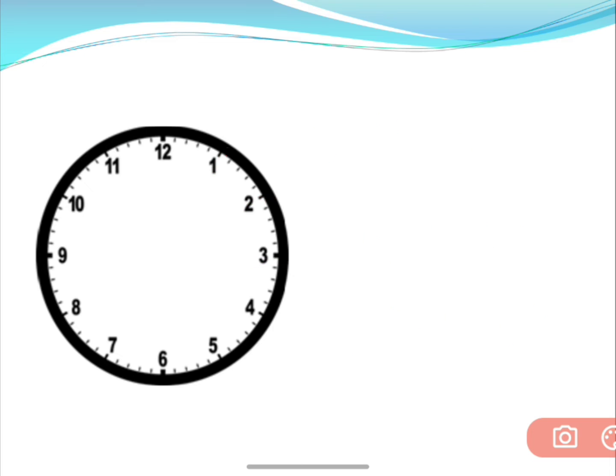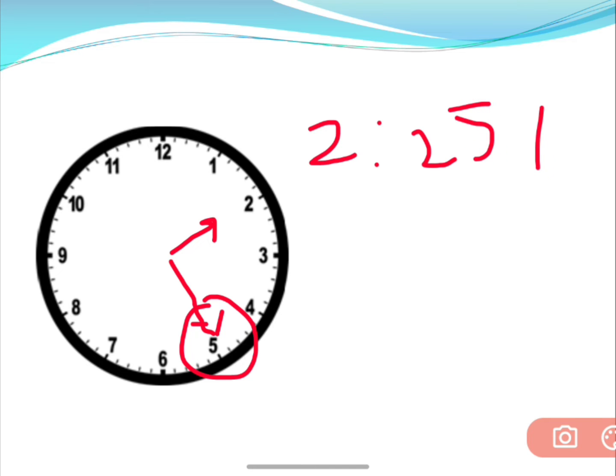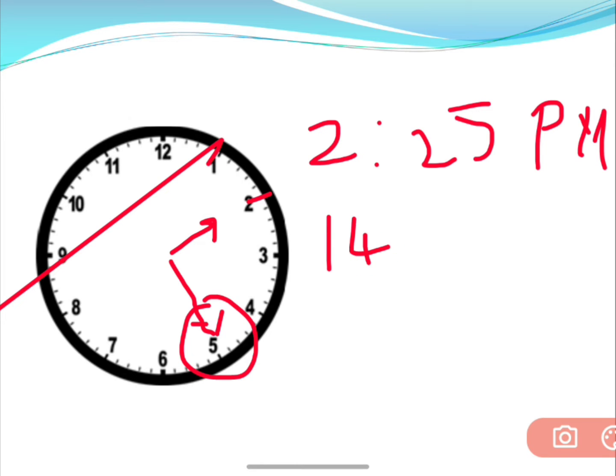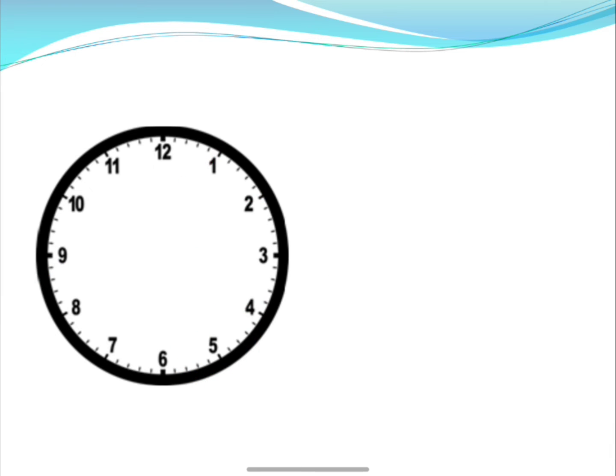Minutes will be same. For example, if the short hand is at 2 and long hand is at 5 and it is in the afternoon, in 12-hour clock you will say 2:25 p.m. Here this is 2 and 5 becomes 25, isn't it? As it is afternoon, we will write it as PM. But in 24-hour clock, 1 becomes 13, 2 becomes 14. So 14:25. So the minutes hand will be the same. The hours hand will be changing.